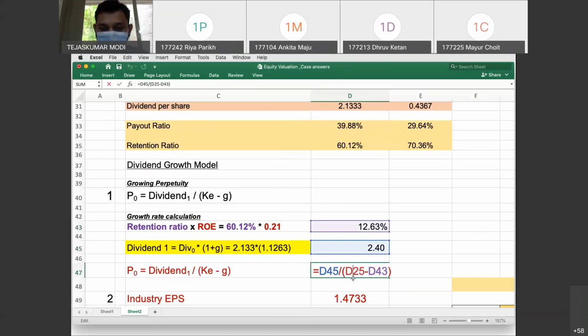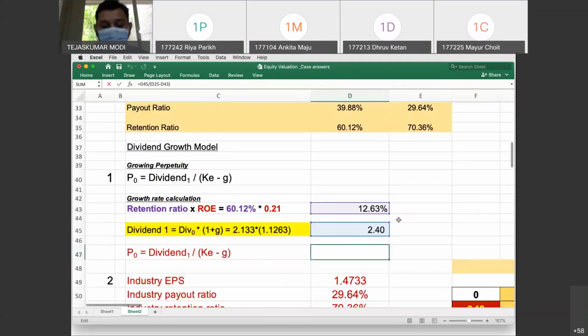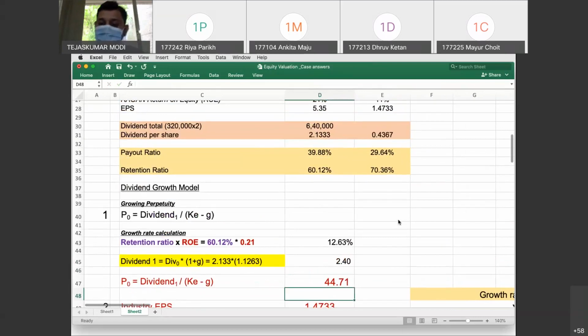So D25 is the return on equity. Yes. It is not new, guys. Don't get confused. Don't think too much. This is not new. The only difference is that the information is given in a case. That's it. It is the same approach that we have applied.